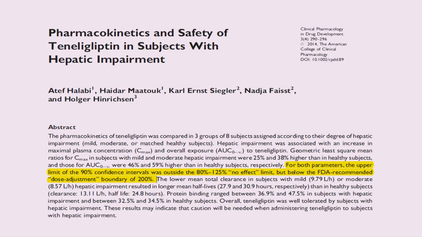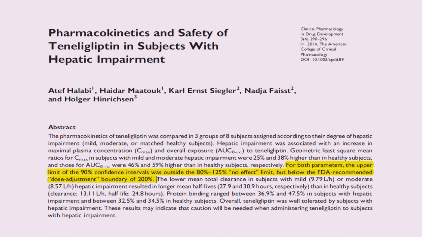The next special population trial is of hepatic failure. Here also the conclusion is saying, yes, there will be a little bit of rise in the drug concentration, but that rise in drug concentration does not cross the boundary set by the US FDA of 200%, and this drug can be used safely without dose modification in mild to moderate hepatic impairment.